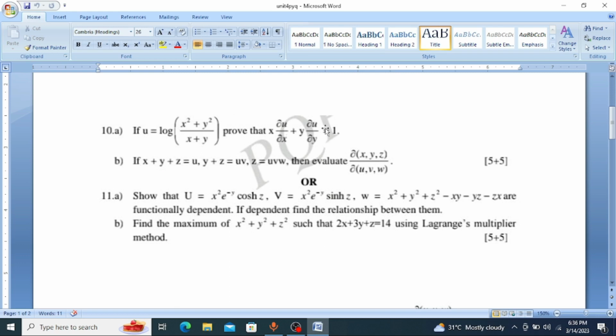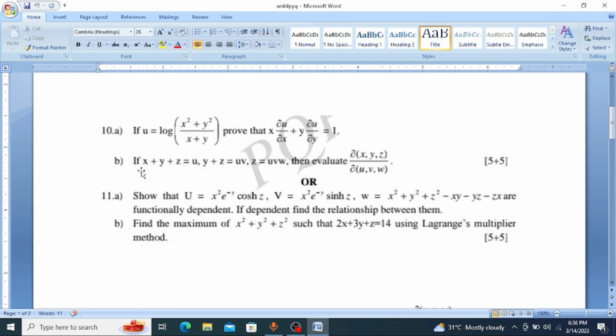But here you have to prove practically that x into differentiation of the function u with respect to x plus y into differentiation of function u with respect to y is equal to 1. So practically you need to prove this. Just convert this logarithm into exponential form, you will get e power u is equal to (x square plus y square) by (x plus y).